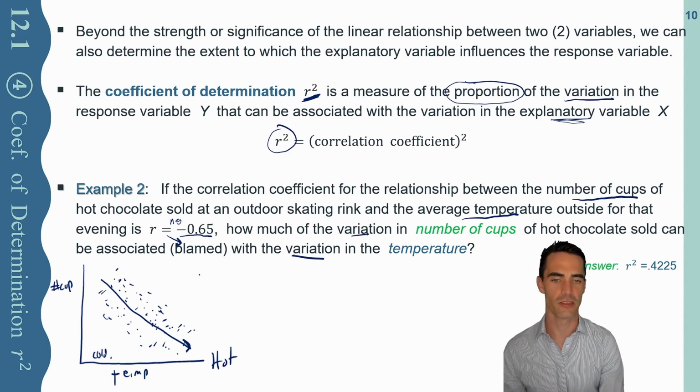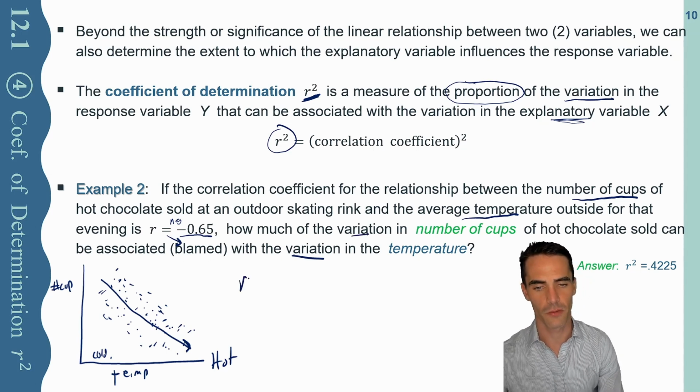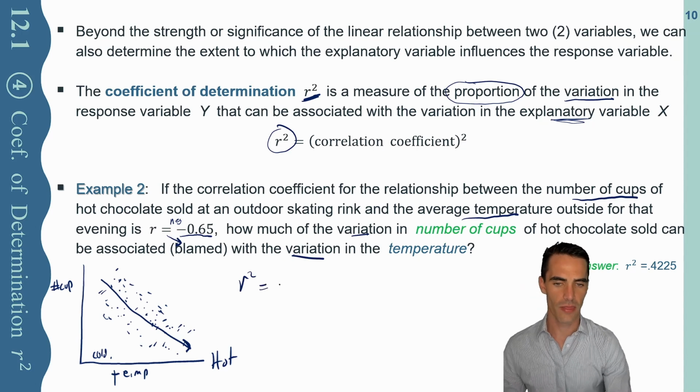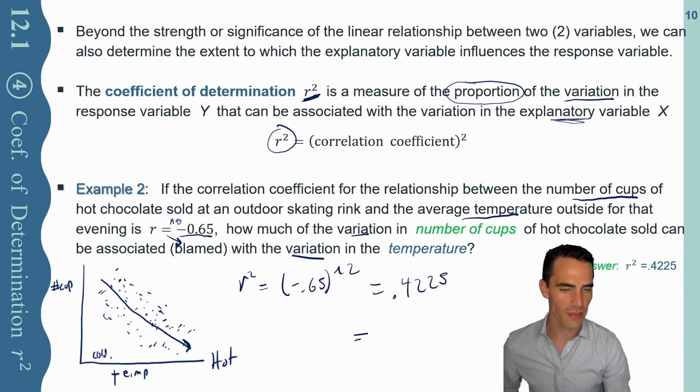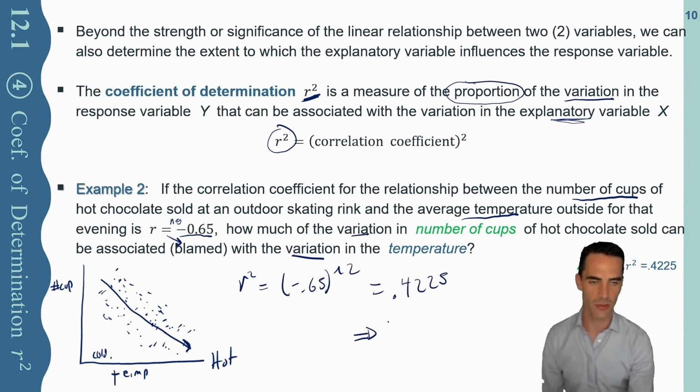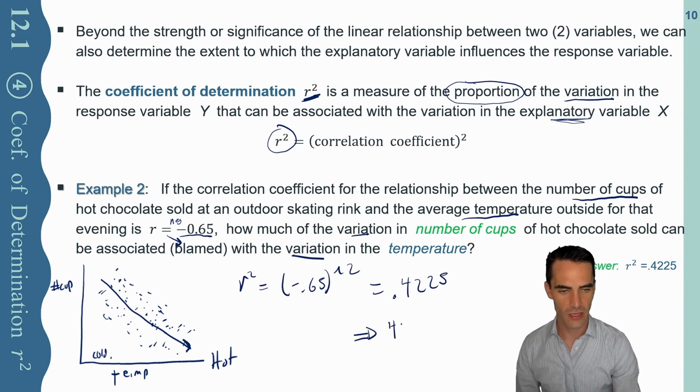How much can be associated? This is simply a question for r squared, that I have negative 0.65 raised to the second power, or square it, and you should get 0.4225. We think about this as a proportion, or you can even write it as a percentage, that it looks like, what's the explanation here? If I did it as a whole percentage, I would simply write 42%.